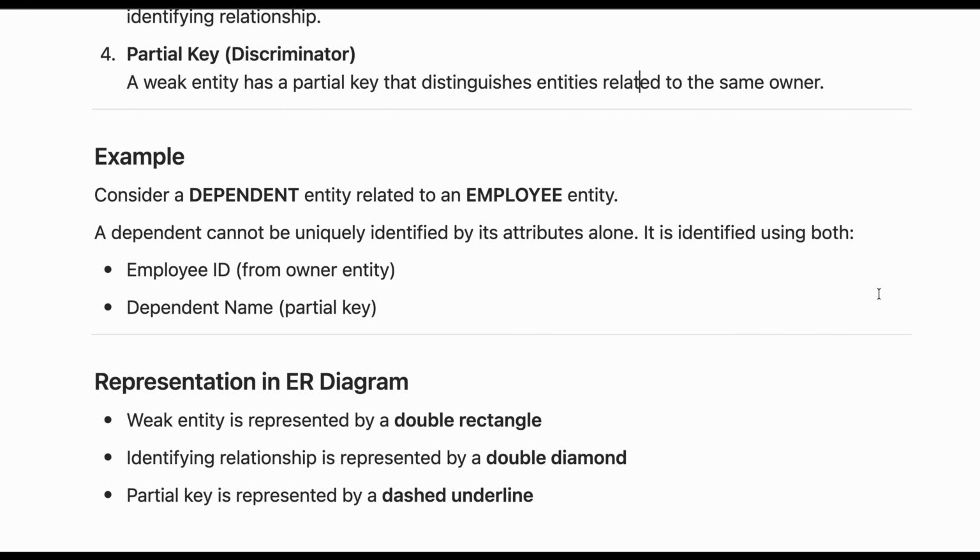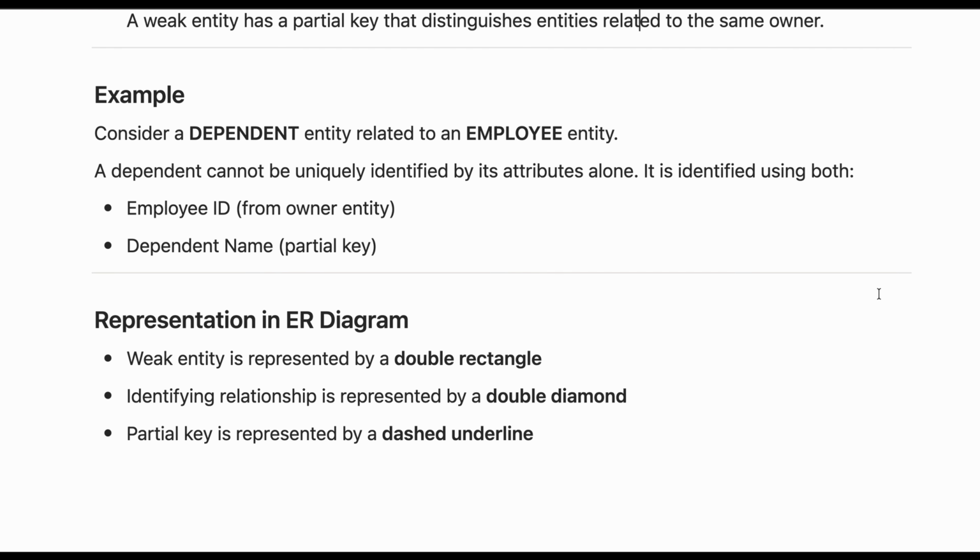Here we consider a dependent entity related to an employee entity. A dependent cannot be identified uniquely by itself, so we use employee ID along with the dependent name to uniquely identify it. Finally, represent it in an ER diagram. So like that you have to write in the examination to get the full marks.